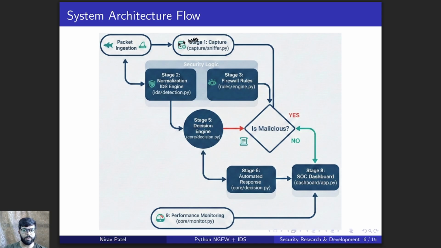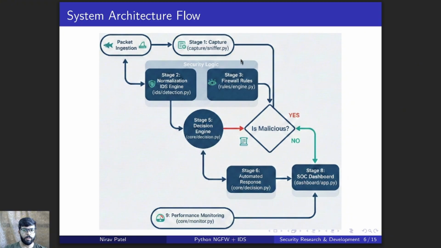Now, let's come to stage 1, capture. In stage 1, captured packets are immediately pushed into a buffer queue. This follows a producer-consumer architecture. The capture layer produces packets rapidly while the processing engine consumes them asynchronously. This ensures stability even during traffic spikes or attack bursts.